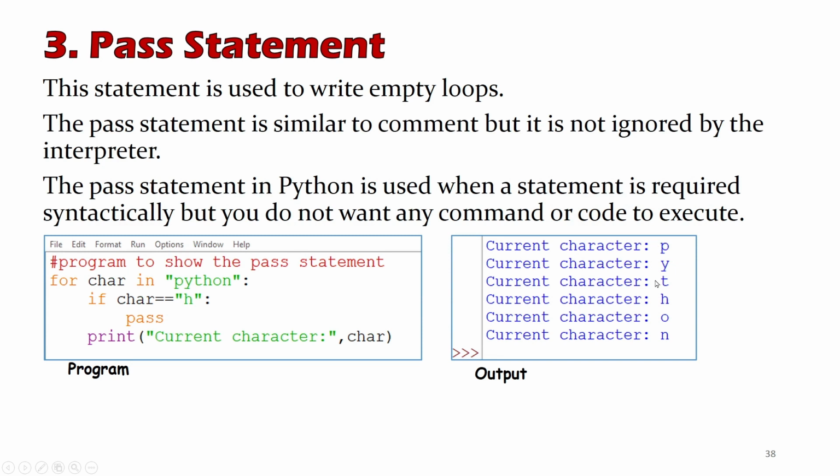Here you can see the output for this: Python. So it is somewhat similar to continue, but here it has printed. Even if we do not write if char equals h and pass, this is still going to work and you will get the same output.